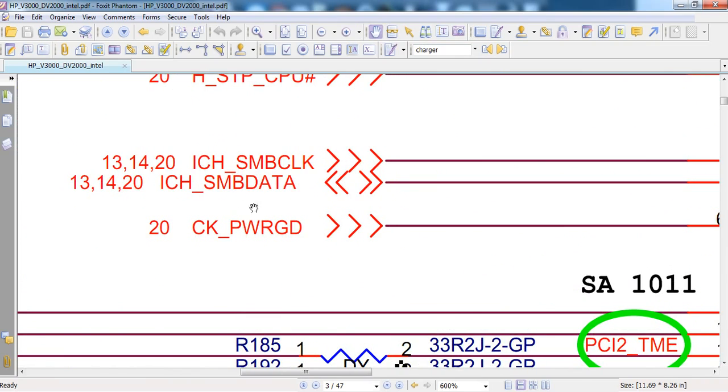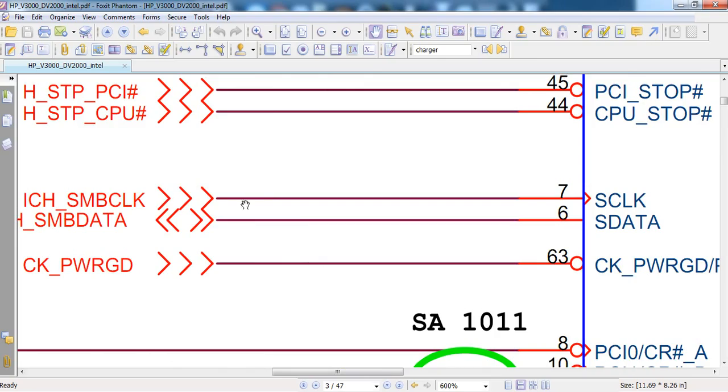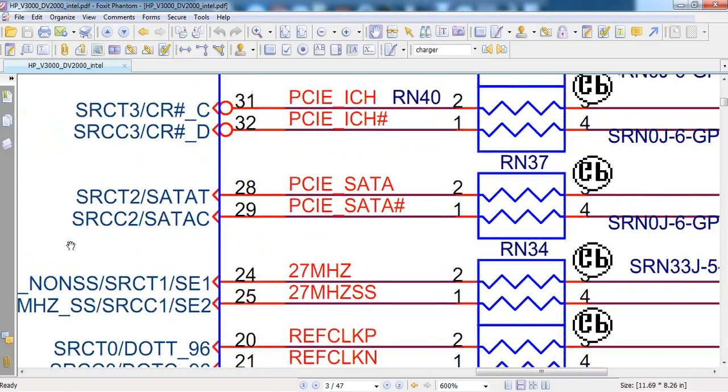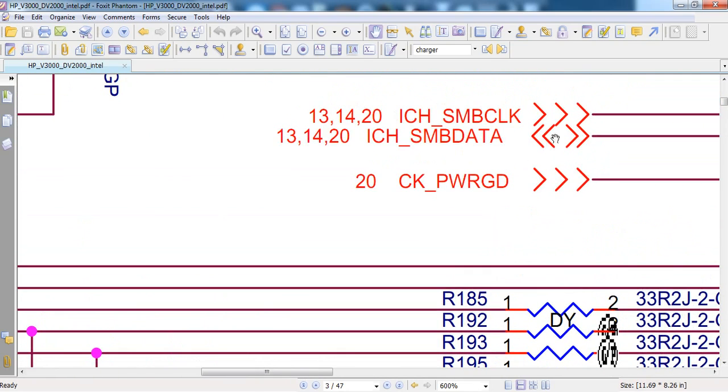The ICS underscore SM data is sent to pages 13, 14, 20, and the same signal from pages 13, 14, 20 comes to the clock generator. This is the input signal. This is the output signal. And this is the two-way signal, sending and receiving signals.